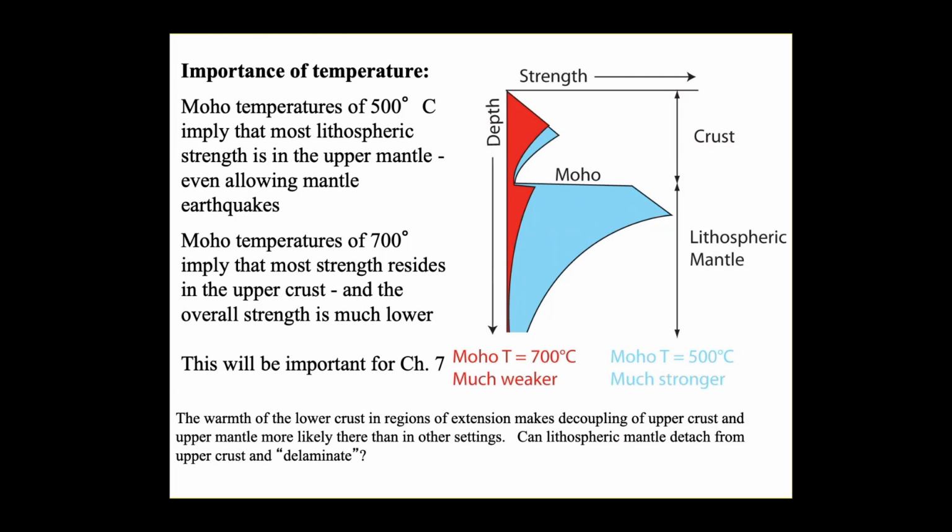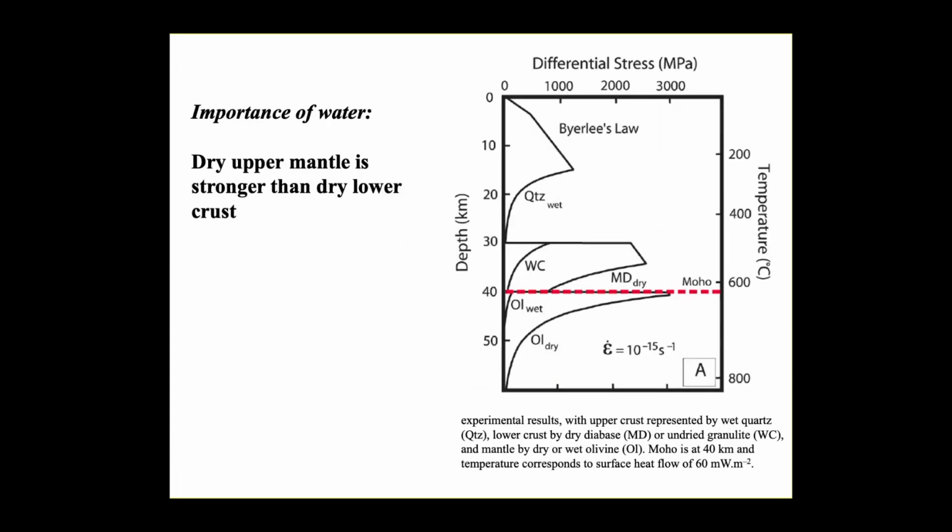So that could even allow for mantle earthquakes to occur. And Moho temperatures of 700 degrees imply that most of the strength resides in the upper crust, and the overall strength is much lower. And this is going to be very important when we get to chapter 7. So we can do lots of things.